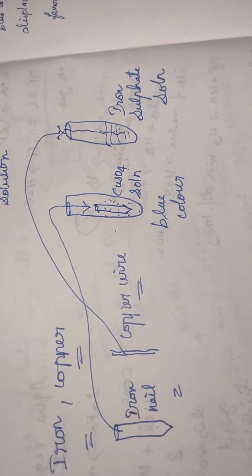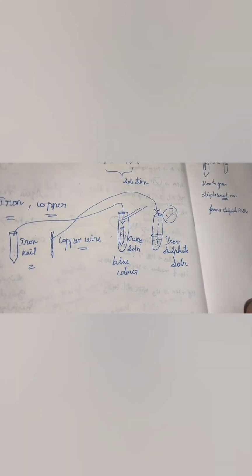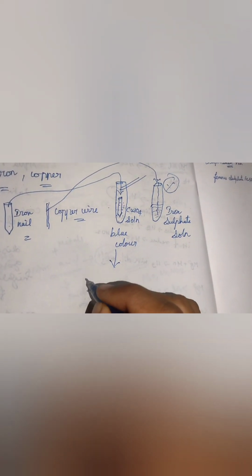Now the reaction takes place. In which test tube? In the first test tube the reaction takes place, but in the second test tube there is no reaction. Now see what reaction takes place in the first test tube. The reaction is called a displacement reaction. How do I say a displacement reaction takes place?